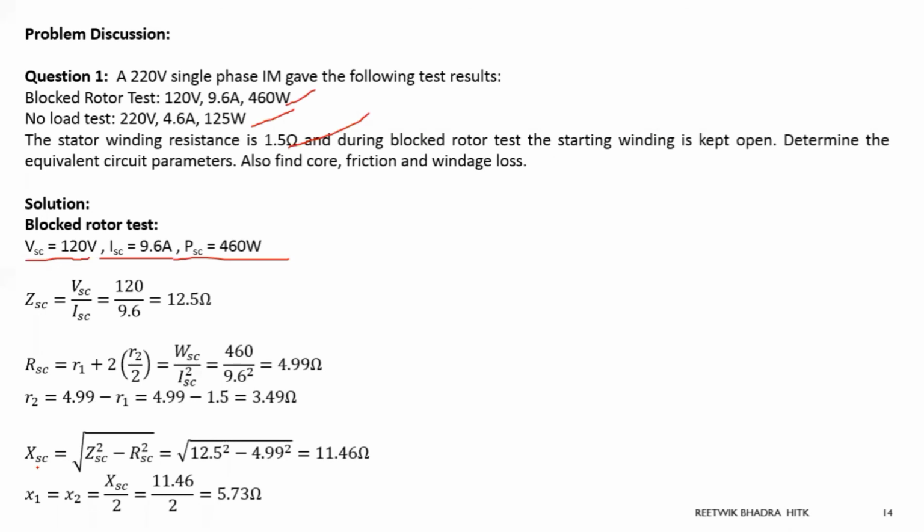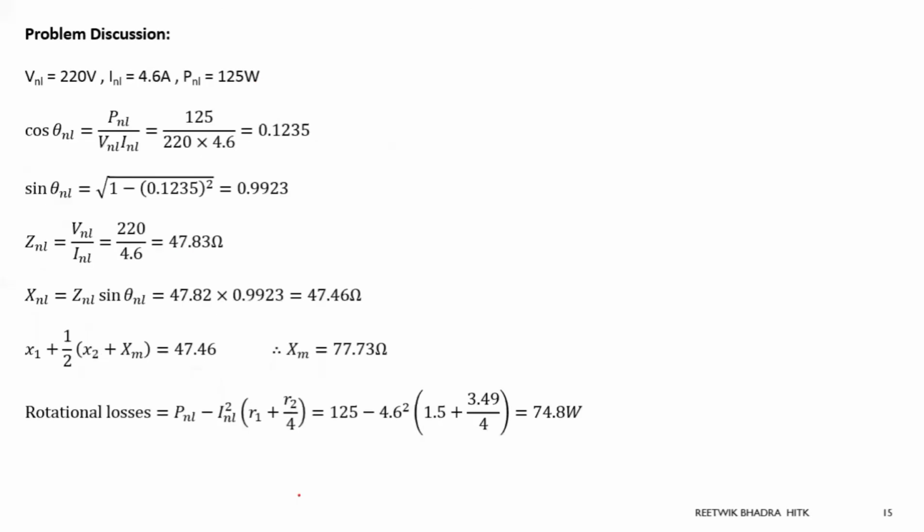How was XSC calculated? Root over ZSC square minus RSC square. You can do this. You can get your value 11.46, and X1 is equal to X2 is equal to XSC by 2. That is 11.46 by 2, 5.73. So the same formulas that are written over here, just applied over here.